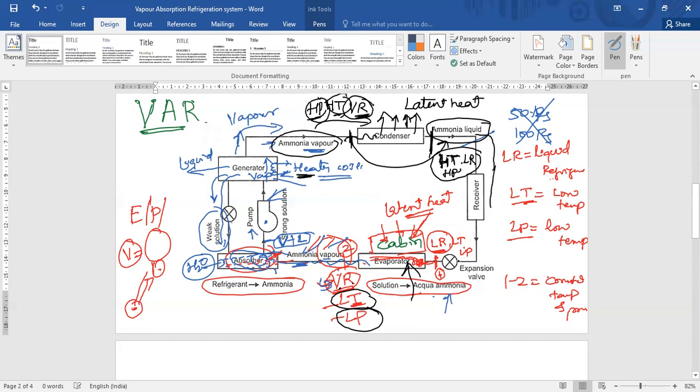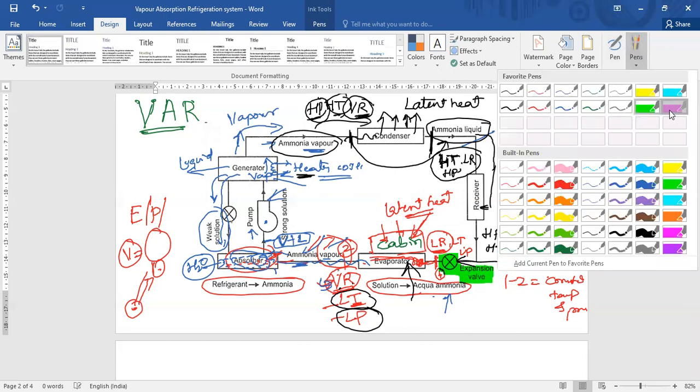Where is the expansion valve? Here is the expansion valve. And this is an intermediate, just like a receiving. It is receiving from the condenser. That is called the receiver. So this high pressure, high temperature liquid refrigerant now enters inside the expansion valve. When it enters the expansion valve, here is the expansion valve.